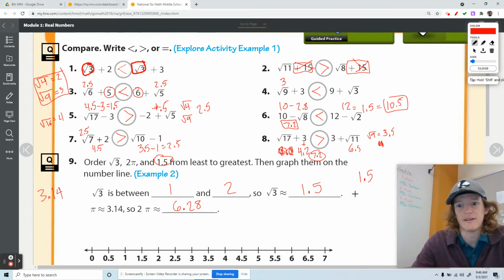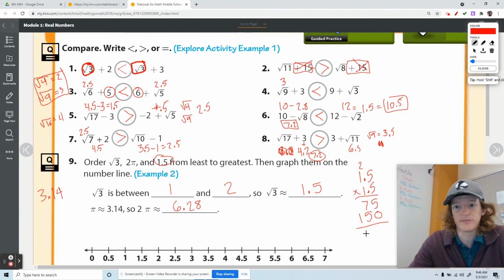1.5 times 1.5: 5 times 5 is 25. 5 plus 2 is 7. Add our 0 down the tens place. 5 times 1 is 5. 1 times 1 is 1. This is 2.25. Ooh, so we've got to be bigger than that.